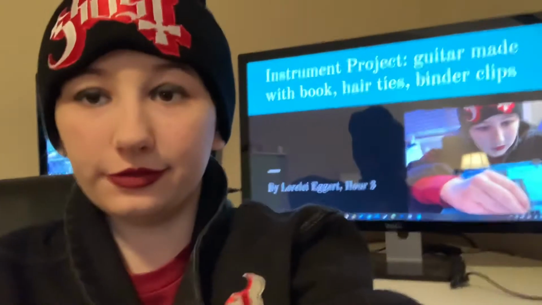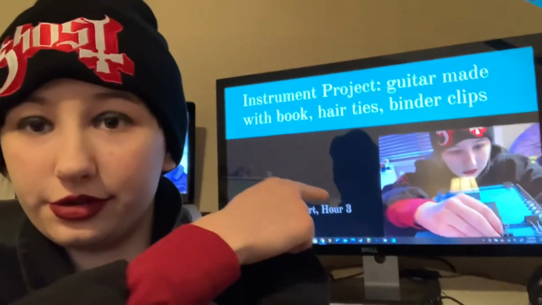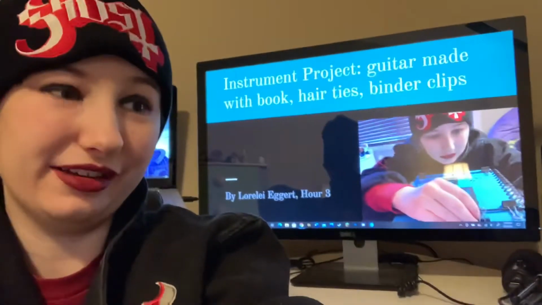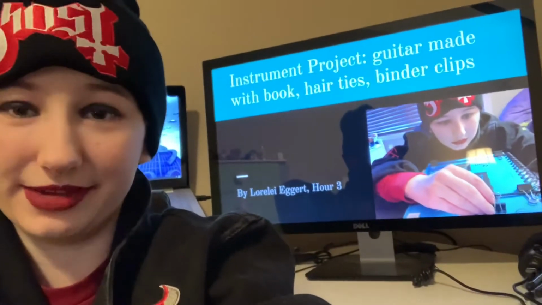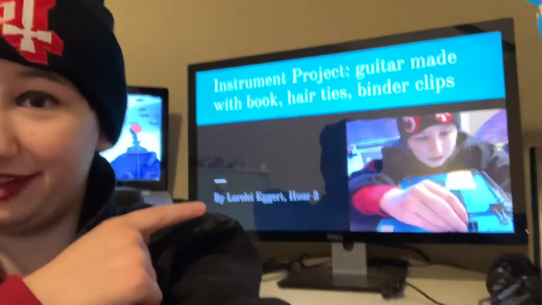Today we're doing music. For this project, we had to make an instrument. I made a guitar sort of thing, and I made it from my middle school art notebook and some hair ties and some binder clips. And there's a picture of me making it.